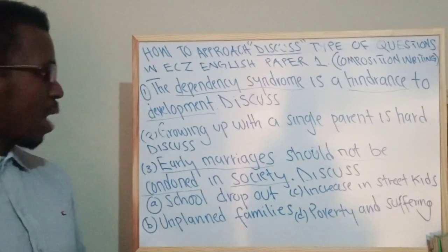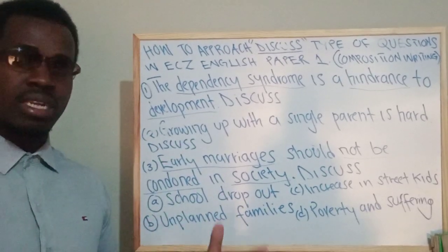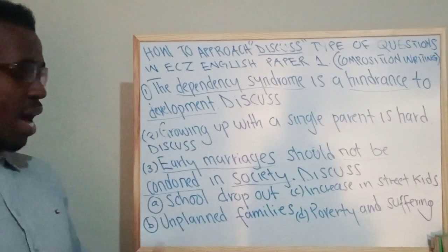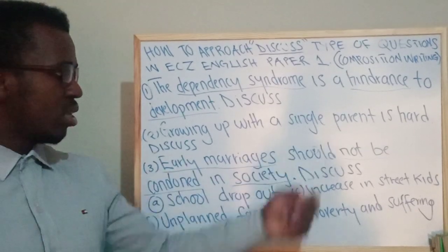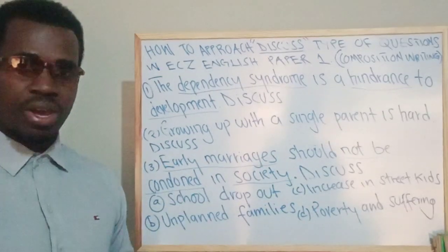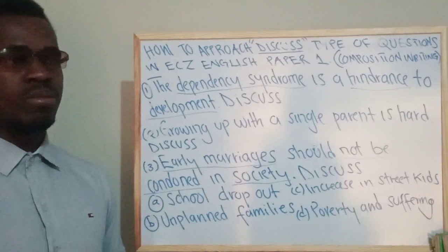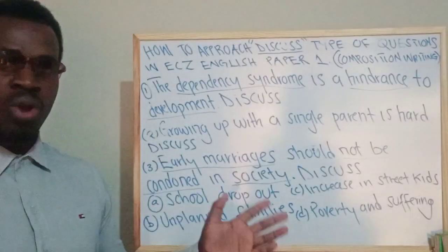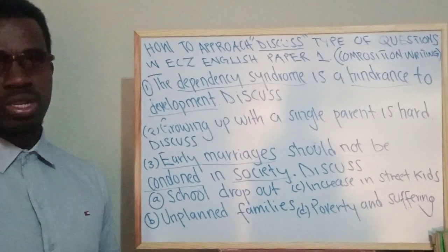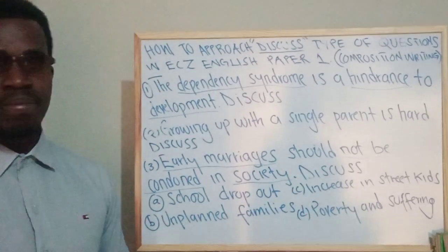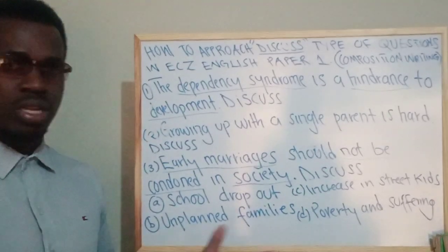The second one is growing up with a single parent is hard. Equally, here we also identify some key terms. For example, we have growing up as a phrase, right? Growing up, then we have single parent, then we have hard. Okay, we do have such kind of experiences where children are usually brought up or raised by single parents. We have heard of a girl child who was raised by an uncle, so to say, in the process of being raised up or throughout her life and so on and so forth.